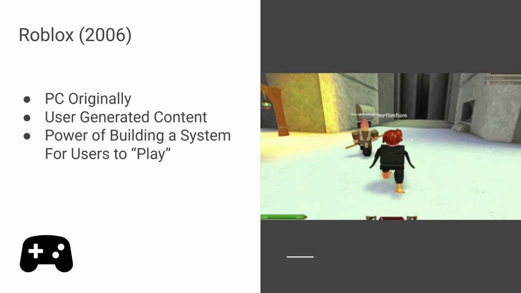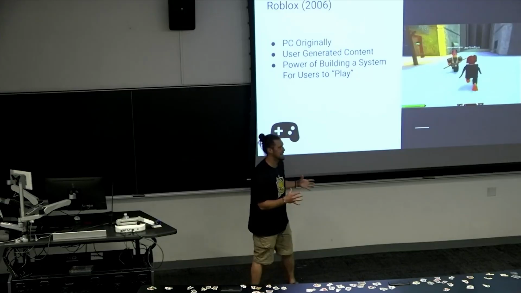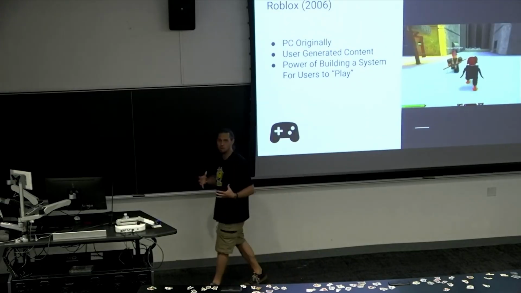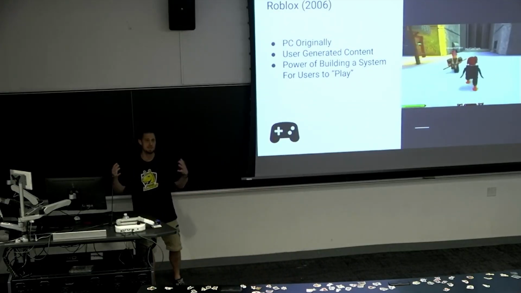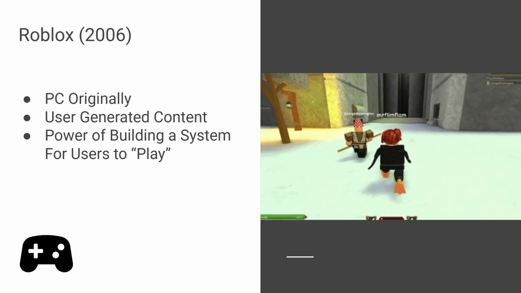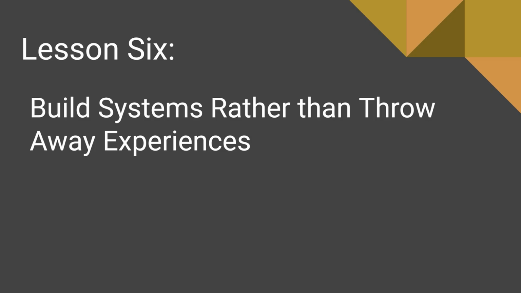Roblox, 2006. User-generated content is the big thing here. Roblox doesn't build these things themselves. Users build everything that you do and play and see in Roblox. And that leads us to lesson 6.